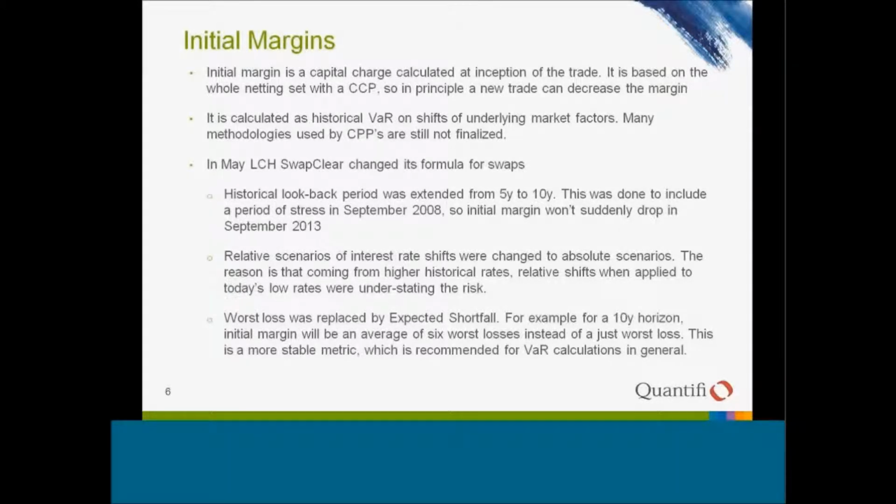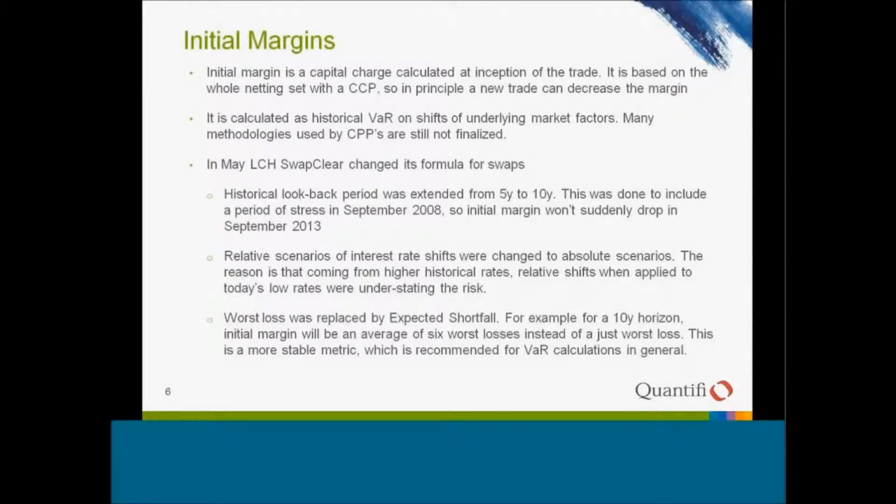Usually it's a charge, so you trade, if it's taken by itself, of course you have to put more money as initial margin. But because calculation is based on the whole netting set with the central counterparty, in principle, a new trade can lead to decreasing the initial margin. So basically, instead of putting more money, you have to put less money. It is calculated as historical VaR on shifts of underlying market factors.